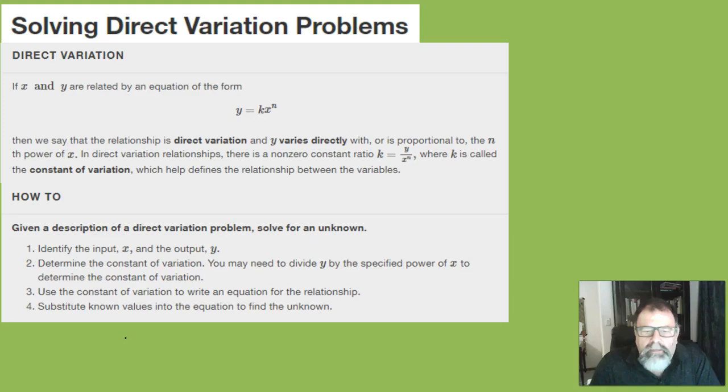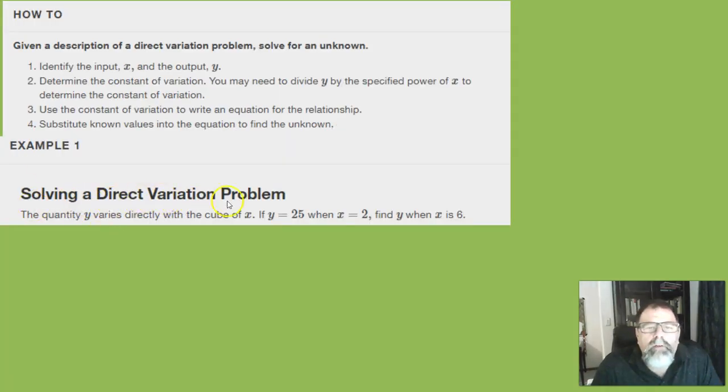All right, let's look at an example. Example 1, solving a direct variation problem. The quantity y varies directly, so that's the key word. Typically in these word problems, they'll say y varies directly with the cube of x. Okay, so this is how we're going to set up our model. So it's a varies directly.